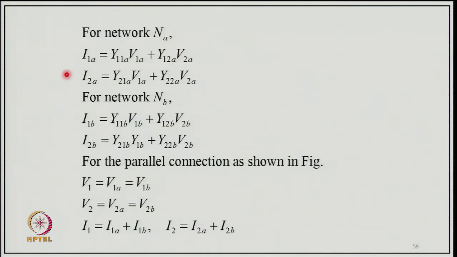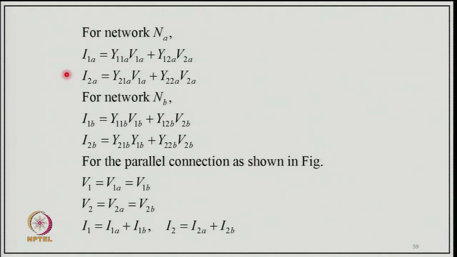And we can write this in terms of admittance. For network A, I1A equals y11A into V1A plus y12A V2A, and I2A equals y21A V1A plus y22A into V2A. For network B, we can write I1B equal to y11B V1B plus y12B V2B, and I2B equal to y21B V1B plus y22B into V2B.